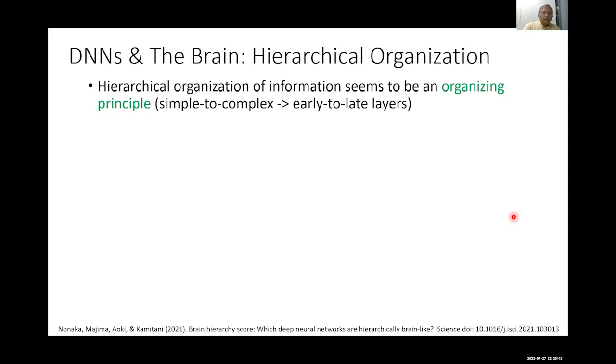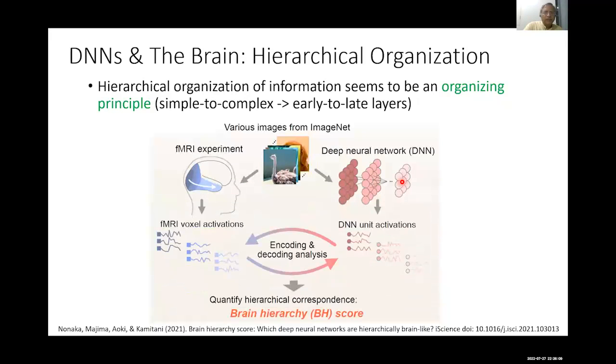And looking at future trends, hierarchical organization seems to be an organizing principle, whether it is in the model or in the brain, early visual areas to late visual areas. There seems to be empirical evidence that there is simple to complex information that is encoded. And so there is recent work from Kamitani's group which tries to operationalize this into a hierarchy score. In this, what they try to do is take an fMRI voxel activation and try to predict the activity of a unit in a deep neural network. And similarly, take activity from the DNN and try to predict the fMRI voxel, right?